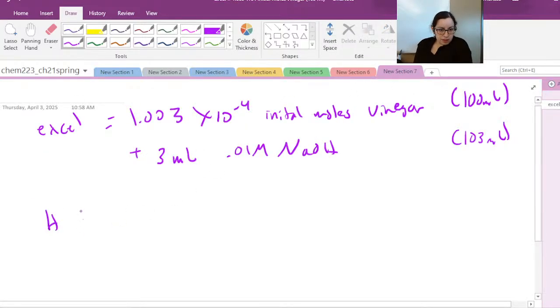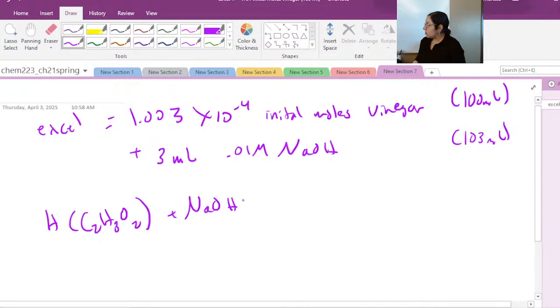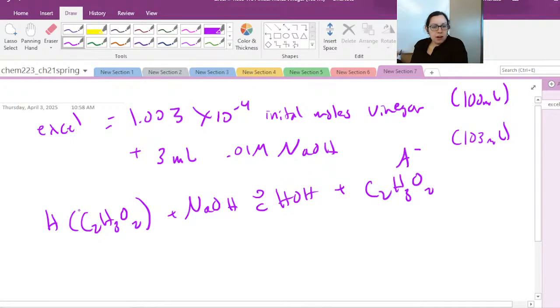And so now we have vinegar, C2H3O2 plus NaOH. So then I'm just using this, and again, use Excel to help you. I just need to figure out the subtraction essentially to use Henderson-Hasselbalch. So HOH plus my acetate, so that's what we care about, our A- species.